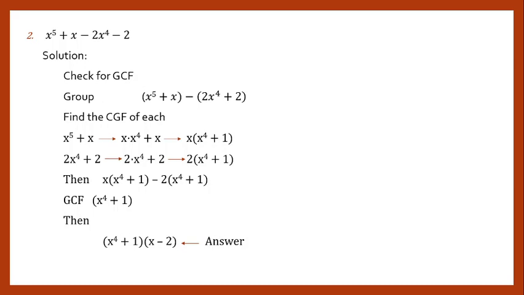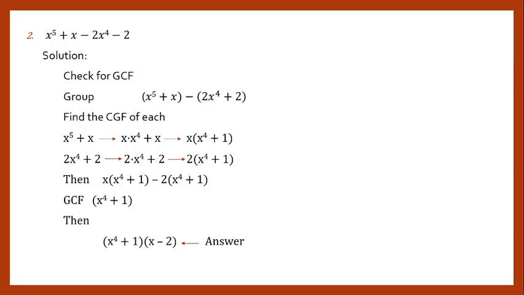variable x raised to 1 lang. So, instead of x raised to 5, para makita ninyo yung variable x, kasi yun yung lowest na may power 1, x times x raised to 4 na siya, plus x. So, x common factor, and then x raised to 4 plus 1 na yung outcome. And then the second group, 2 lang naman. So, if i-factor out ko yun, maiiwan is x squared plus 4.